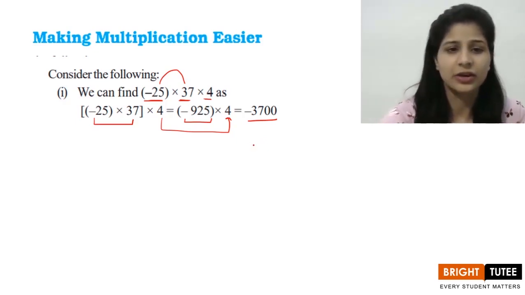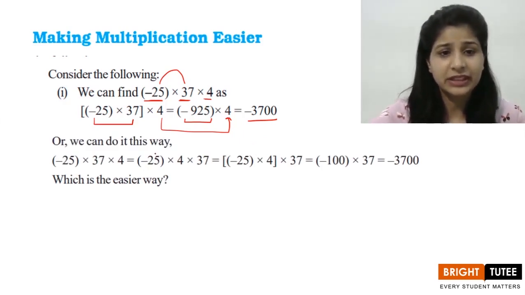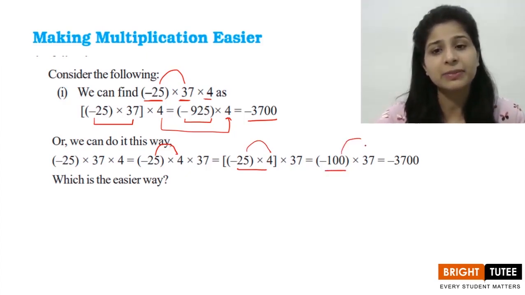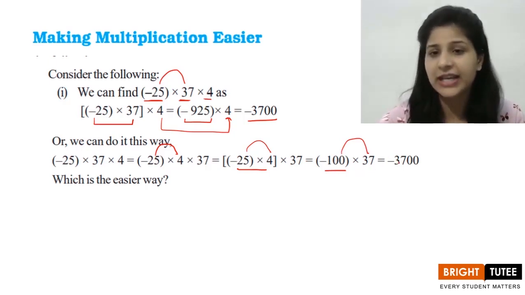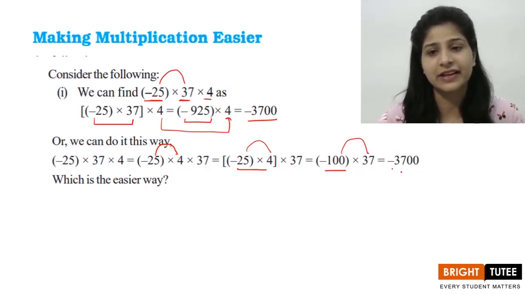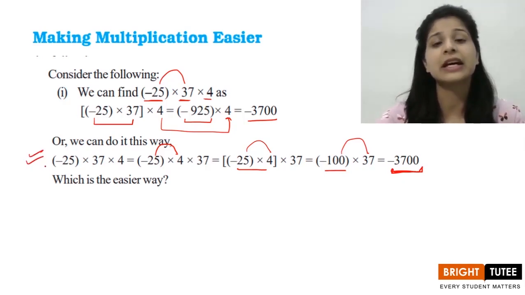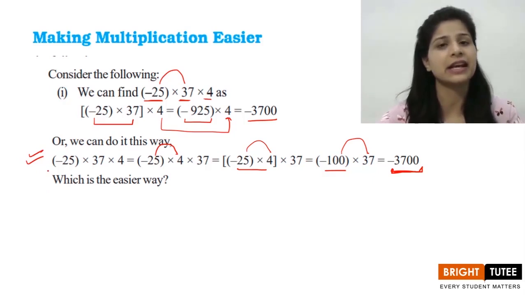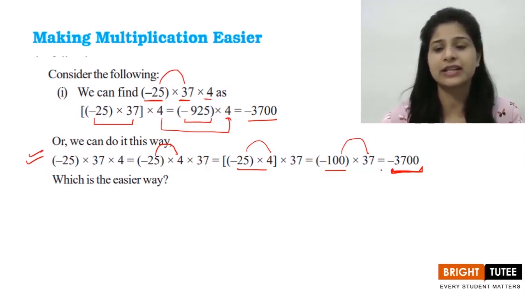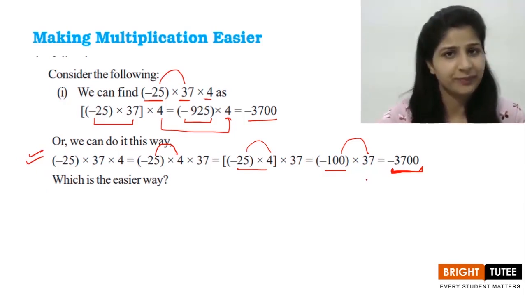What would have been done that would have made it easier? Okay, so just see here. Can I multiply minus 25 and 4 first? Yes, and I know it is going to be minus 100. So these are smaller numbers. Multiplication will take less time. 100 multiplied with 37, multiplication of 100 with any number is very easy. So we get minus 3700. Same answer we are getting. But which is the easy way? This one is the easier way. This is making us take less time, and also we are getting the correct result.